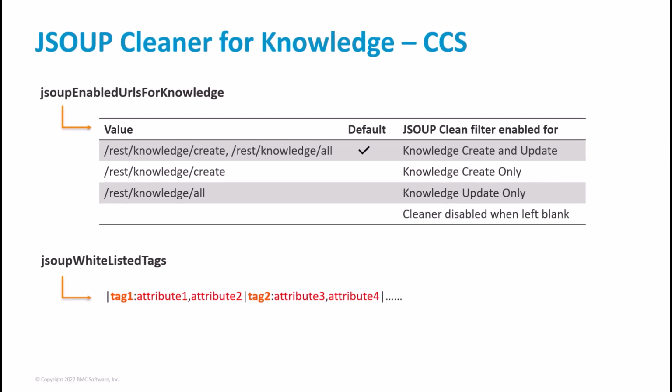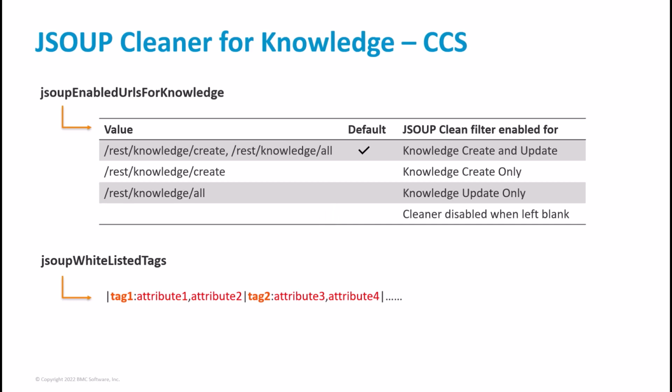First of all, JSoup enabled URLs for knowledge. This parameter takes a comma-separated list of URLs that indicate to the system for which actions the code validation is enabled. Out of the box, the default value for this parameter is set to REST knowledge create, REST knowledge all, which enables validation for both knowledge create and updates. If only the REST knowledge create URL is set, validation will only take place on create. And if only REST knowledge all is set, validation of the knowledge content only takes place during updates of articles. If no value is set, validation is disabled.